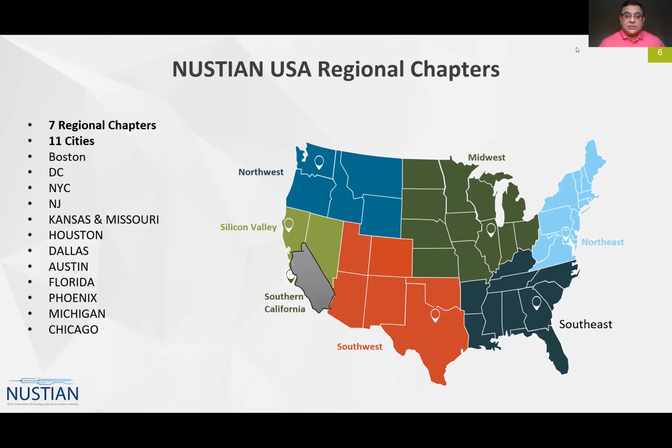But there are several cities which are more active because of the presence of more alumni there. And as per the Constitution, any city which has more than 10 members automatically will have 1 seat at the NEC. So those cities that we recognize currently have more than 10 members are Boston, Washington, D.C., New York City, New Jersey, Kansas, Houston, Dallas, Austin, Florida, Phoenix, Michigan, and Chicago. Yes, there are some states and some cities.